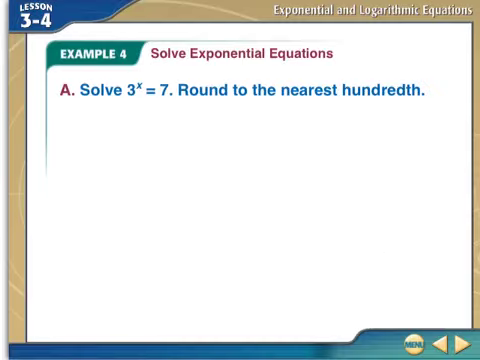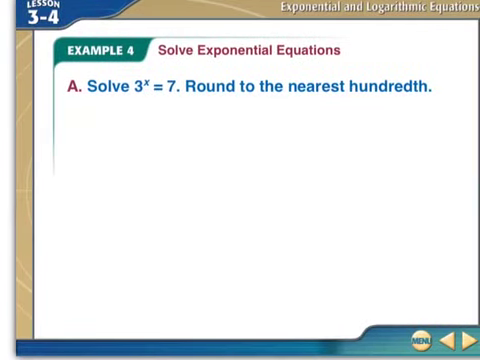In example 4a, we're asked to solve the exponential equation 3 to the x equals 7 and round to the nearest hundredth. Now, in order to solve an exponential equation, we need to solve for x, which is an exponent, hence why it's called an exponential equation.